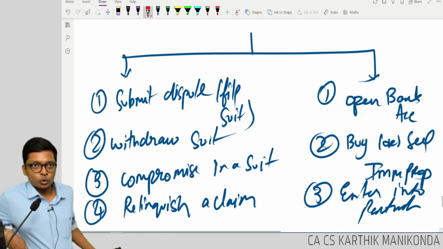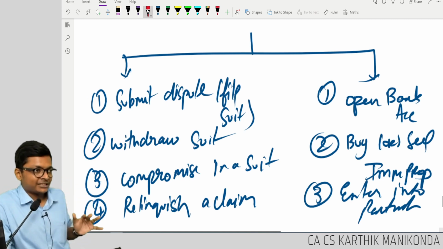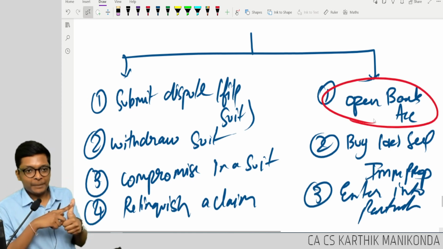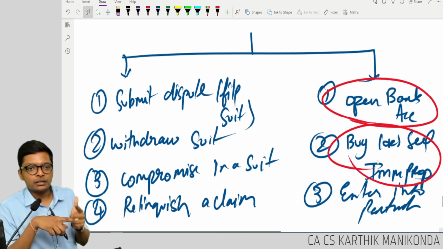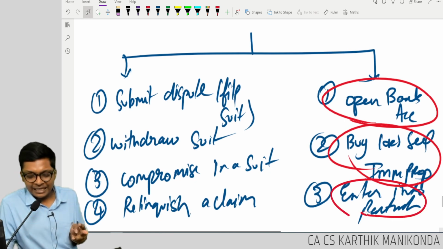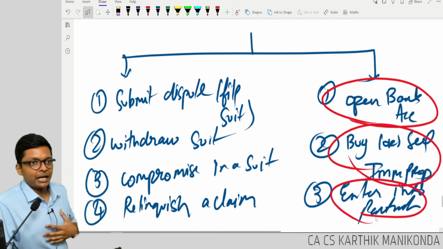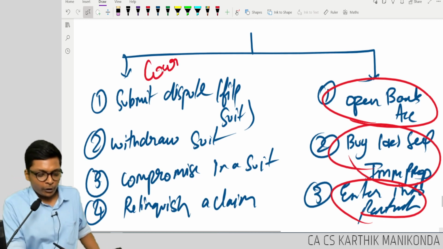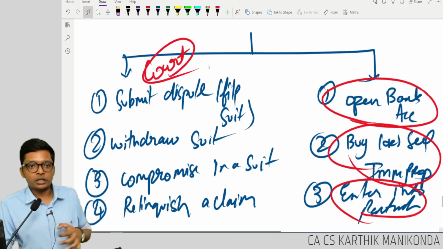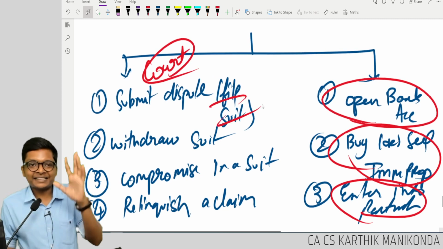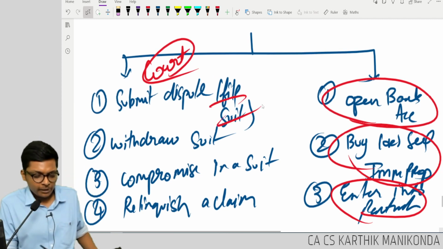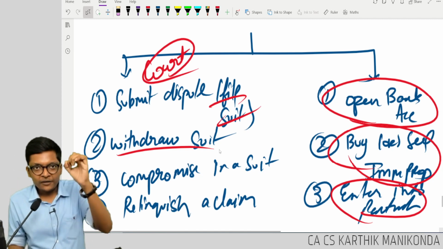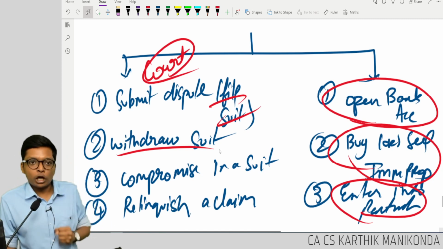What he cannot do. First, let's finish the general points. What partner cannot do? He can't open bank account. He can't buy or sell immovable property. He can't enter into a partnership. Are you following, guys? Clear? These 4 points are related to the court. Court, now you can't file a case. You can't submit dispute on somebody. You can't withdraw a case which is already filed. So you can't file a case. You can't withdraw a case.